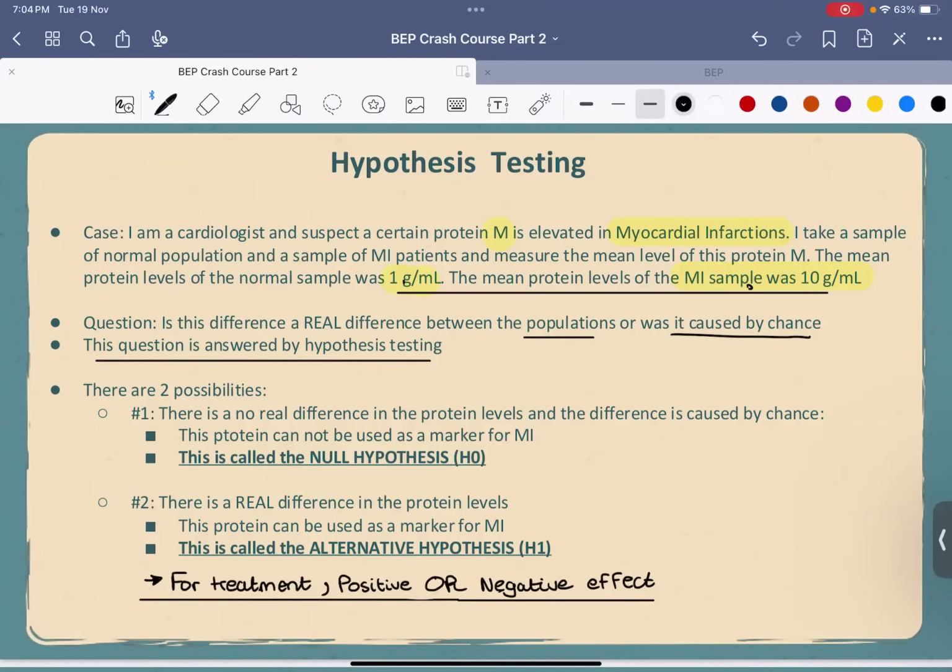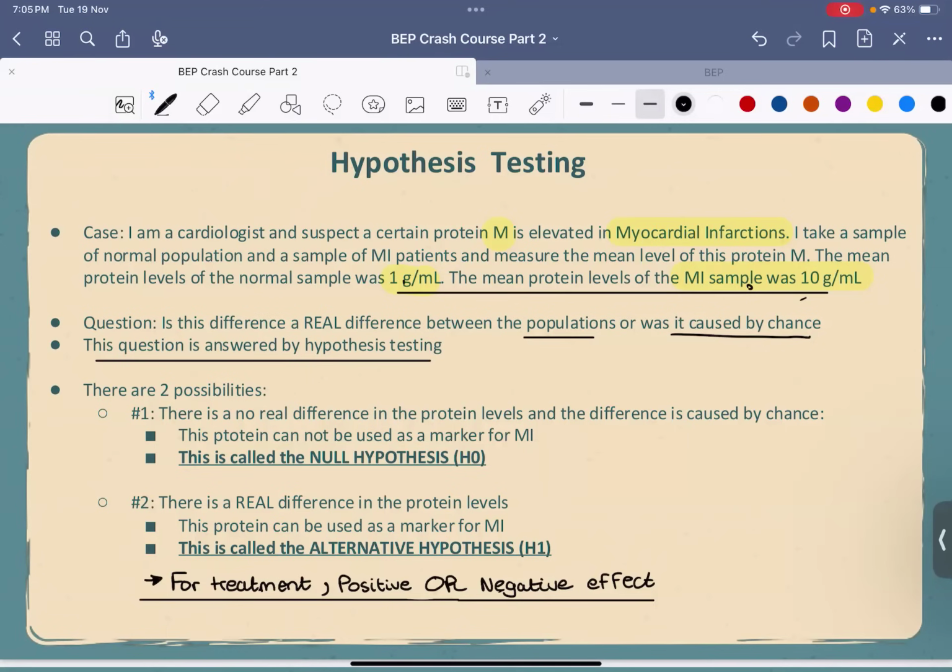Number one, there is no real difference in the protein levels, and the difference is caused by chance. So there's no real difference in the population. MI people do not have elevated M protein compared to normal people, but we got a different value by chance, because we're taking samples, we're not taking the population. Remember, okay? And in this case, this protein cannot be used as a marker for MI. And this is called the null hypothesis.